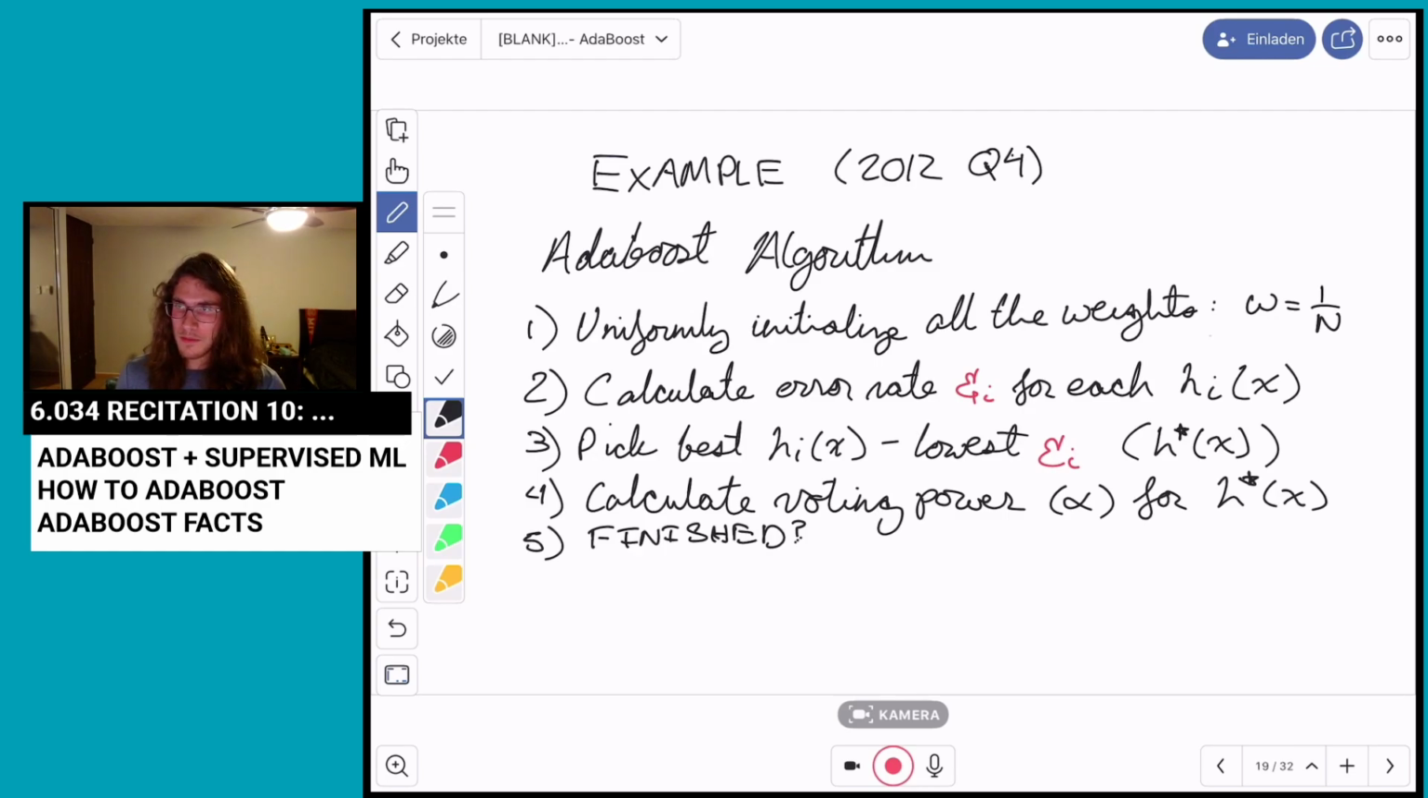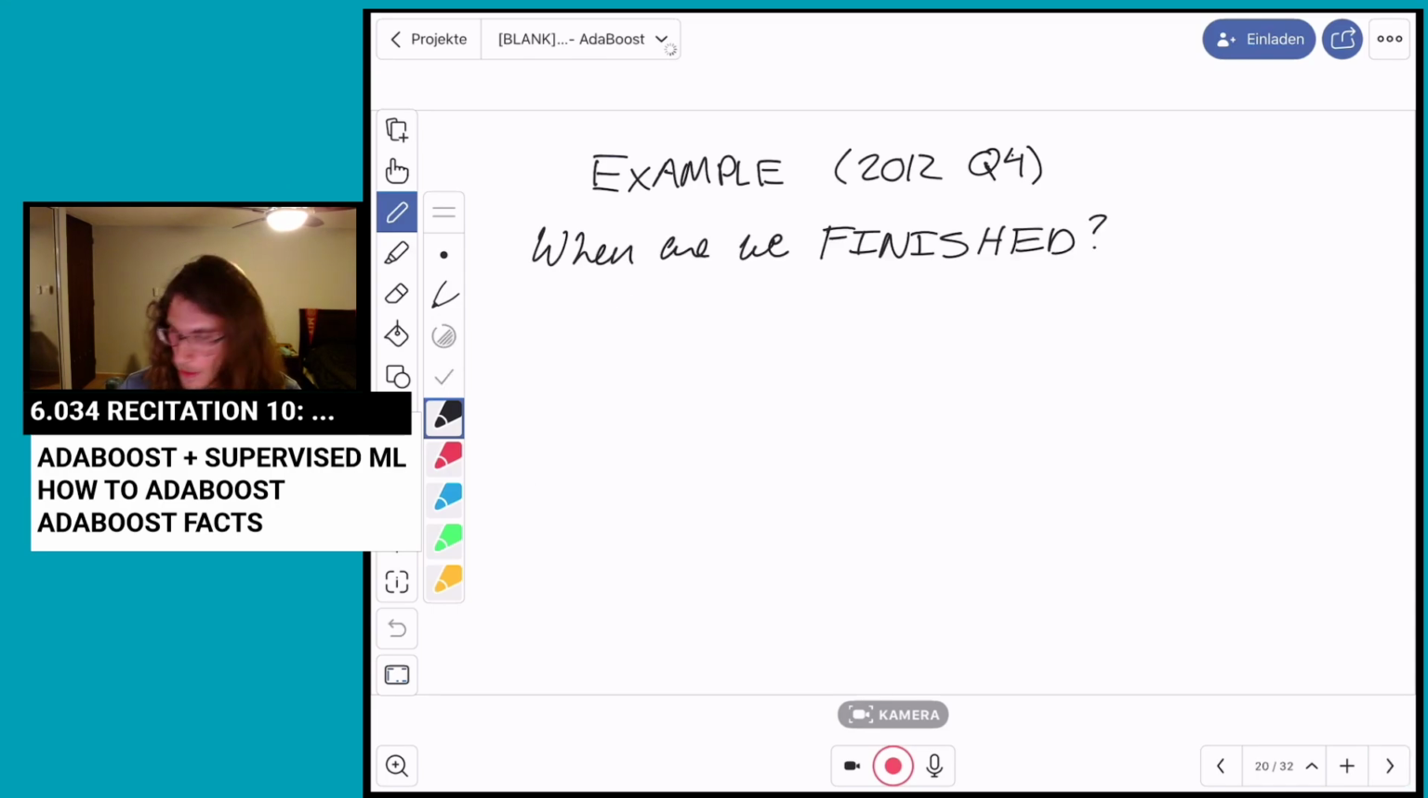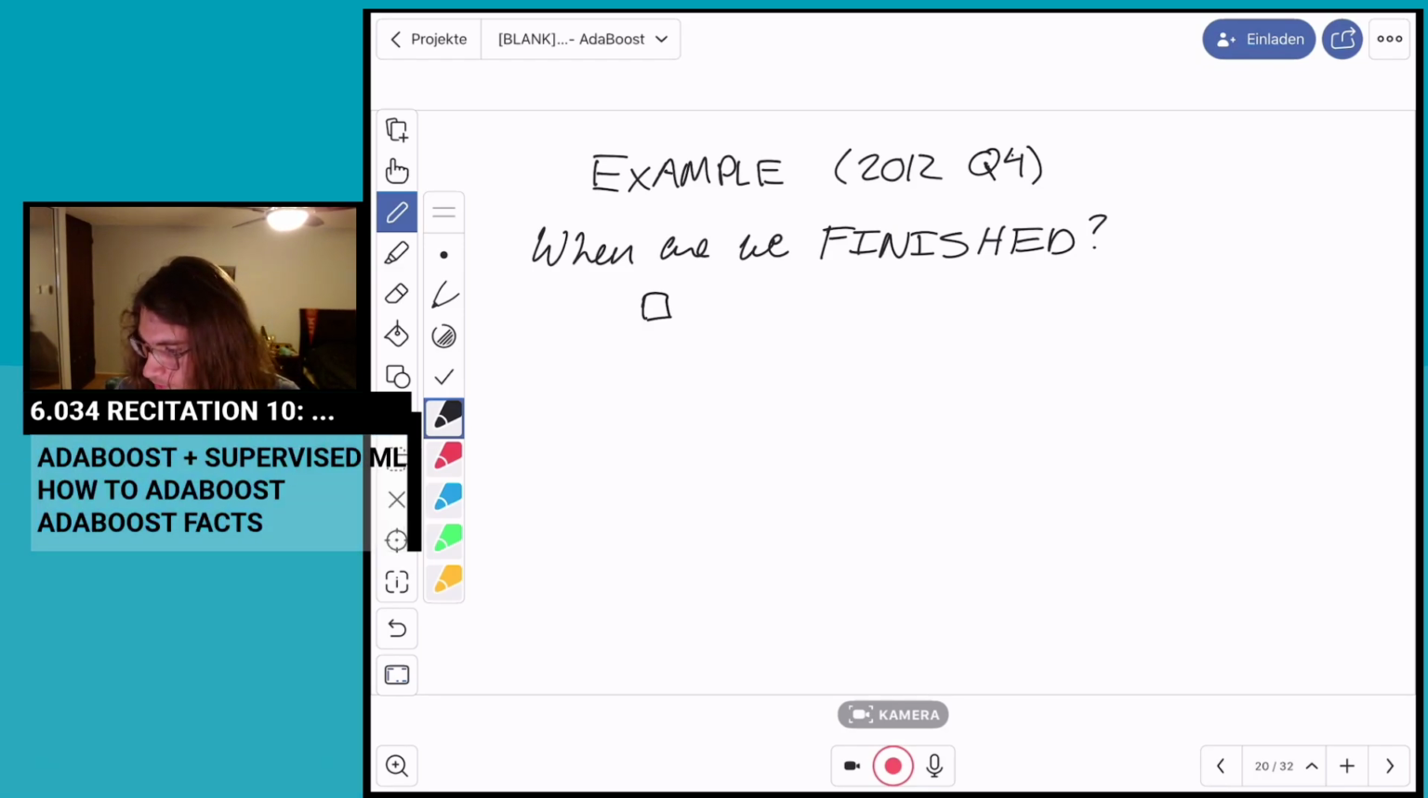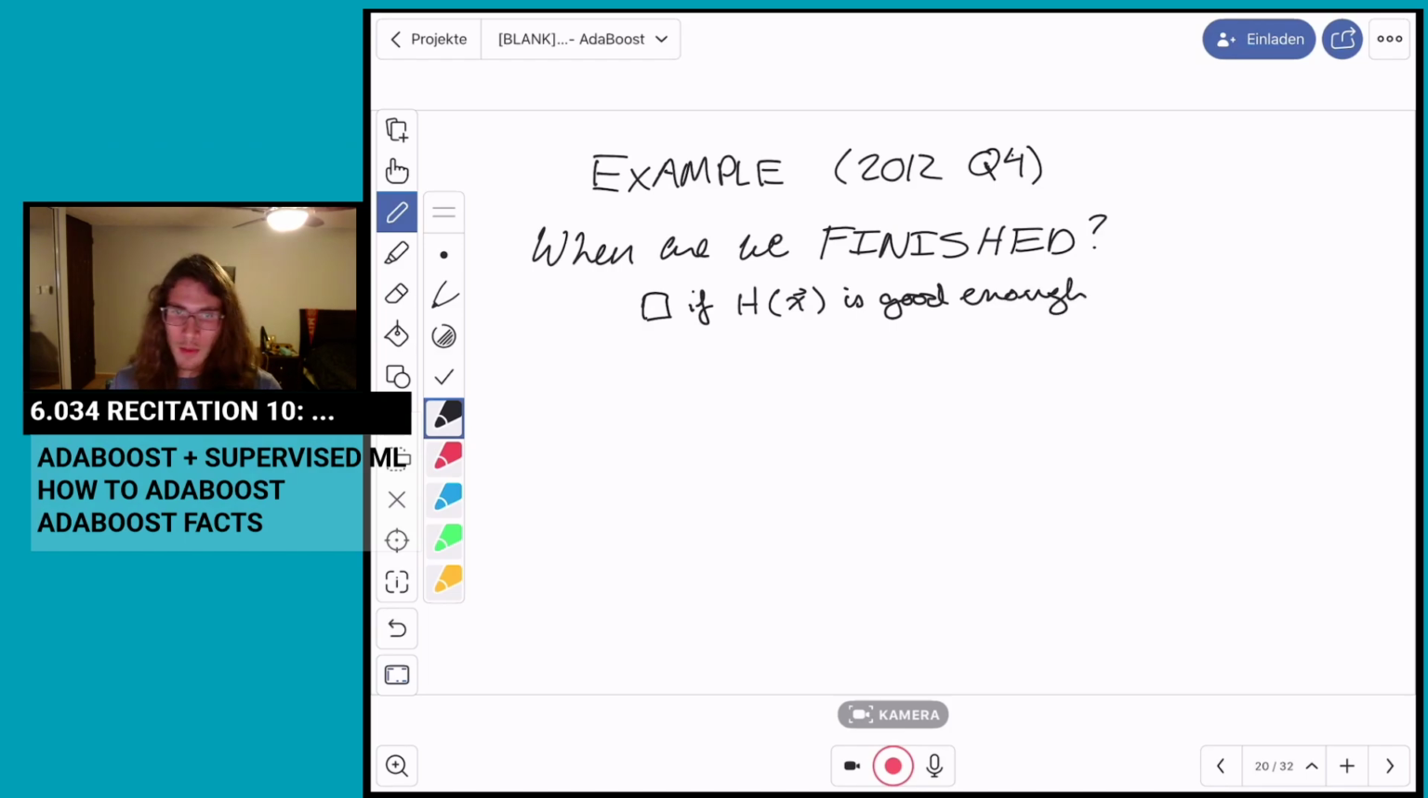That's the next logical question in this algorithm, as it usually is: when are we finished? There are 3 conditions, and any one of the 3 needs to be satisfied. The first one: if our strong classifier h of x is good enough, then we can stop. We're finished. And good enough could be 0 error whatsoever, or maybe 10% error, which means 90% correct. It'll classify 90% of all the points correctly.